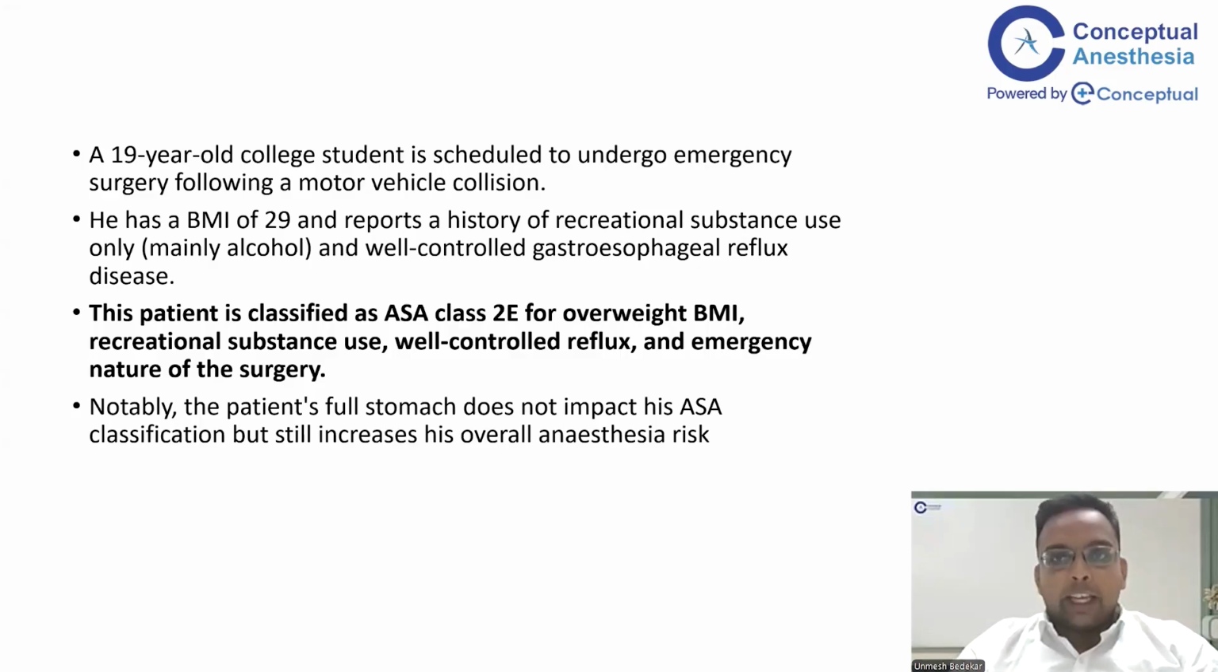Now, this patient, you can classify it as ASA class 2 for being in the range of overweight BMI with recreational substance abuse but well-controlled reflux. And as the nature of the surgery is emergency, we add the suffix E to ASA class 2.